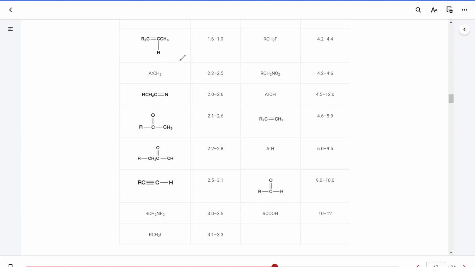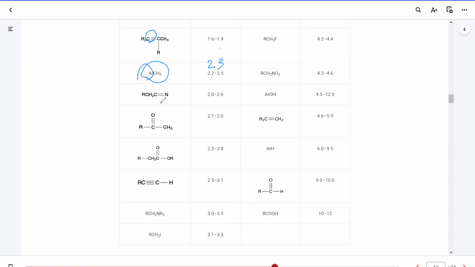Hydrogens adjacent to a CC double bond, not on the CC double bond but adjacent to it: a pi system acts as an electron withdrawing group, and it's going to increase that number to like 1.9. If it's aromatic, that's again a pi system, a stronger pi system. It's going to be around 2.3, so between 2.2 and 2.5.